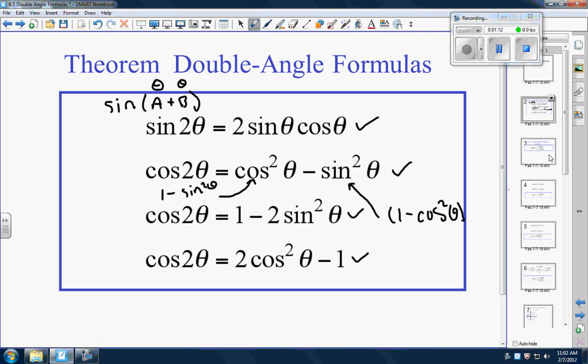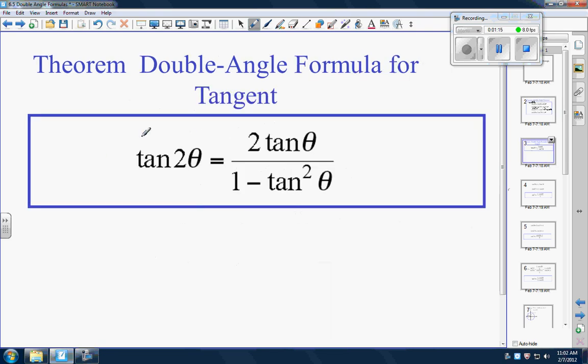Doing a very similar thing with the tangent, we get this guy. So we went to the formula we worked with today, and we just did tangent of theta plus theta. Okay, and this guy easily comes out to this guy right here. So those are our double angle formulas. Okay, the 2's in here go with the theta, not out front. It's not 2 times tangent, it's tangent of some double angle.